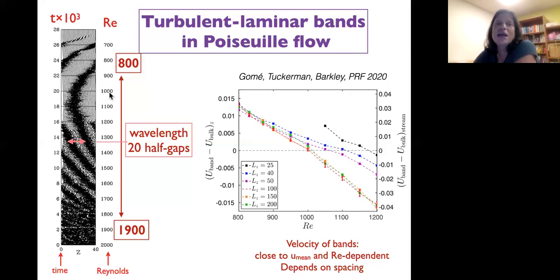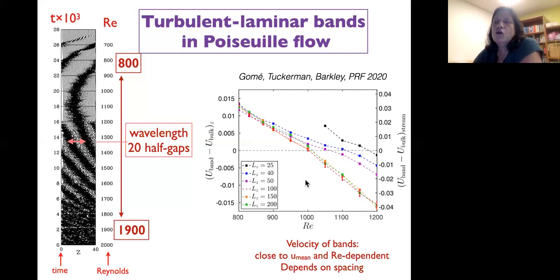And that is very regular and depends on the Reynolds number, just like the wavelength and angle as we saw before. More specifically, if you plot the speed of the band minus the bulk flow as a function of Reynolds number, you see a regular Reynolds number dependence of that speed. You also see something else. This is done with different lengths. We are periodic in this direction, but perhaps the bands are affecting one another.